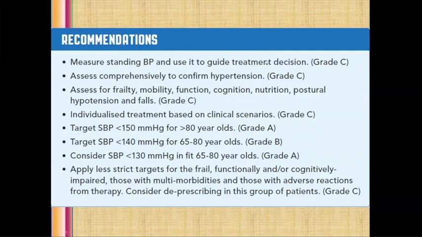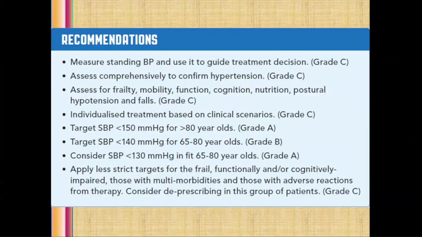Assess comprehensively to confirm hypertension. This is for older people because they can have white coat hypertension, and another thing we call masked hypertension. White coat is when I go to the hospital, my BP is high. Masked hypertension is when you go to the hospital, BP is low, come back home, BP is high. Go and see the nurses in the hospital, they feel happy, BP is low. Come back home, see the wife, BP is high. Okay, this is masked hypertension, just joking.